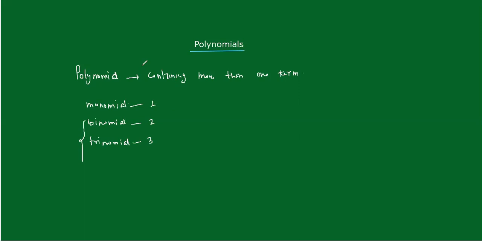But polynomial has a different meaning. These are algebraic expressions with two terms, three terms, four terms. Polynomial is also an algebraic expression with a specific pattern. Now we are going to write that pattern. So what is that pattern?